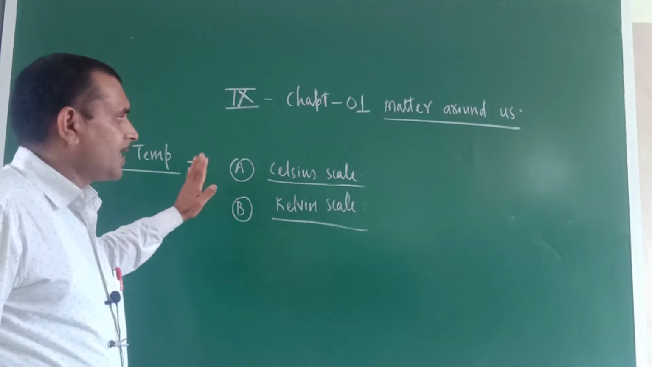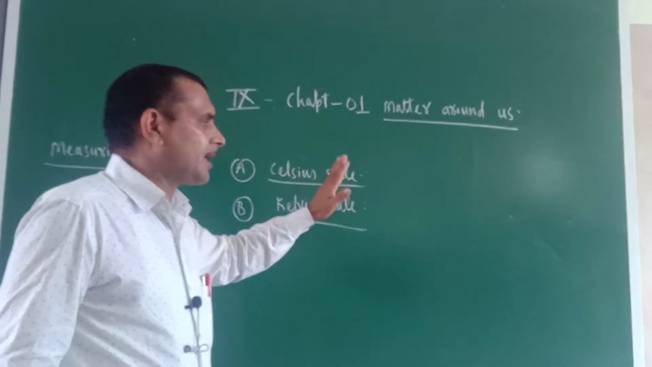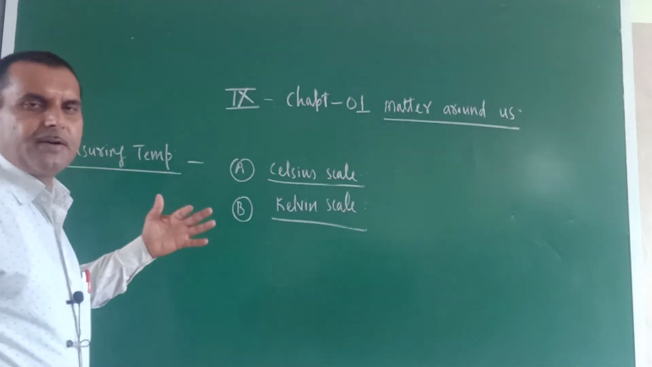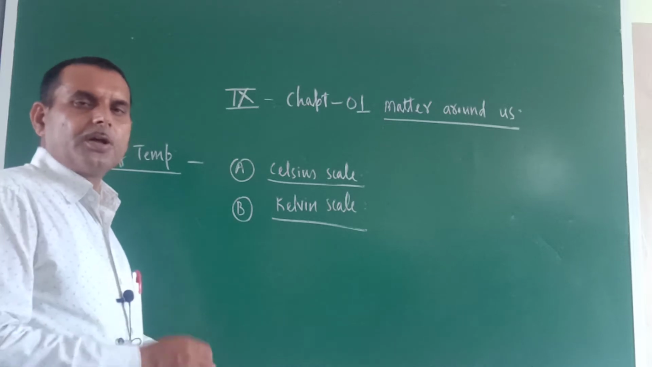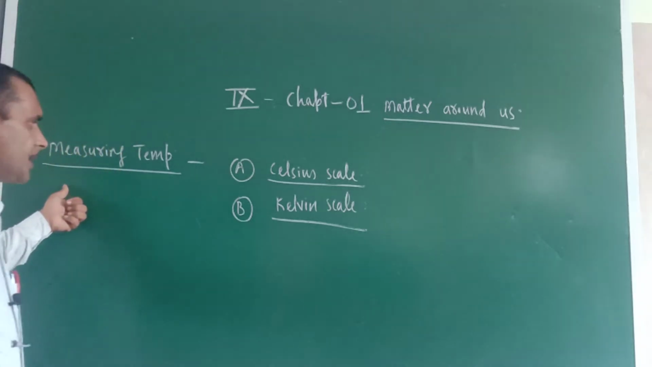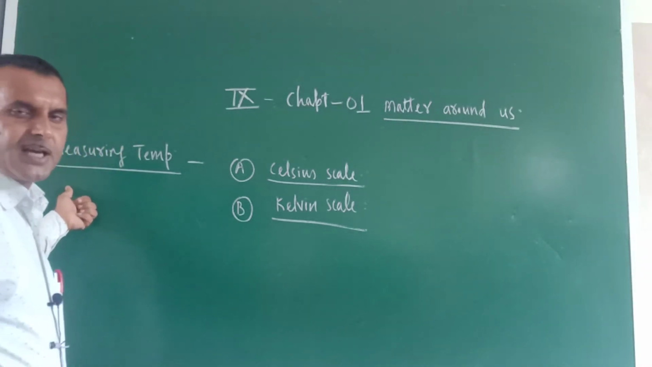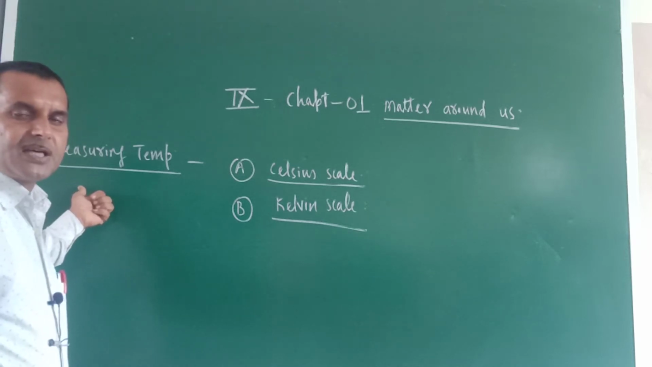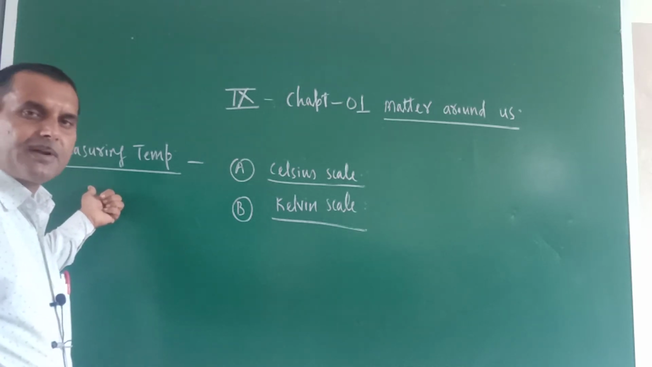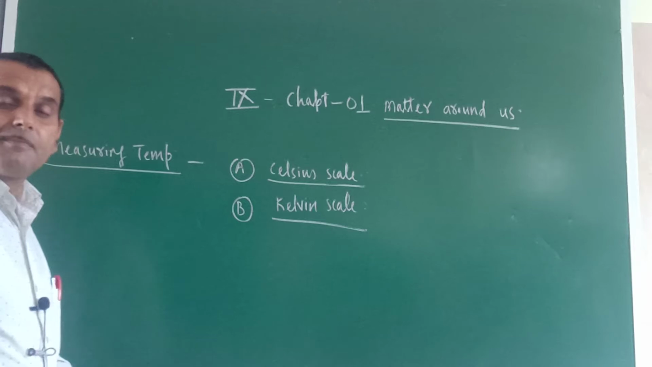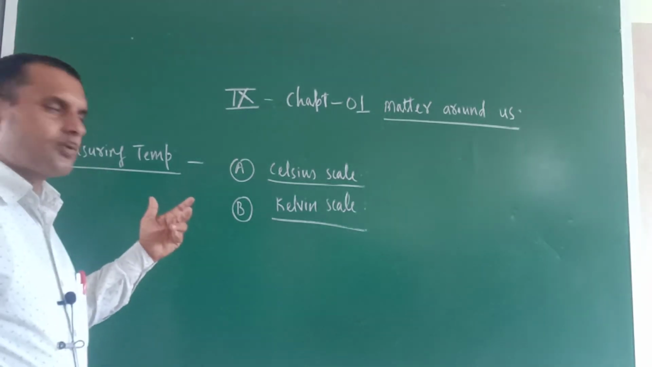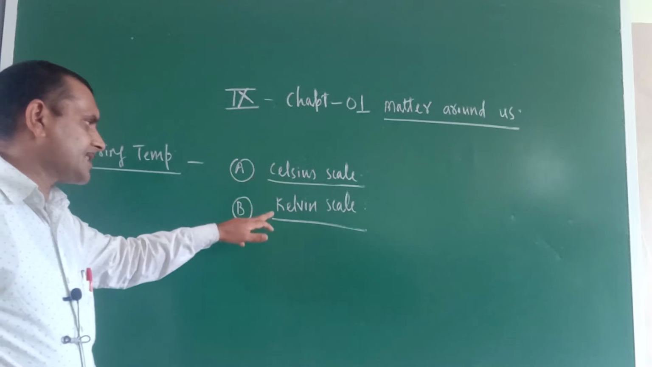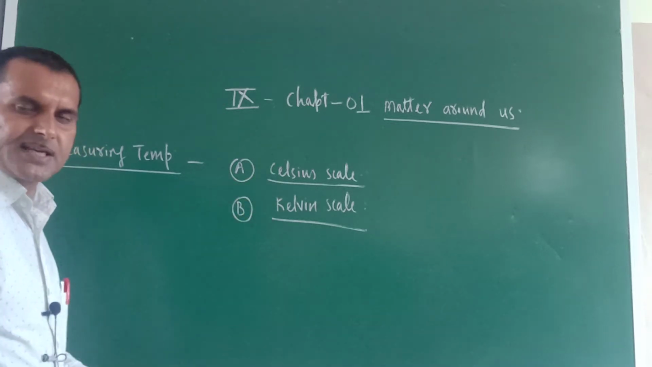Okay. So, we are in chapter number 1, Matter Around Us. The rest of everything I hope you understood and you got the video. Now, here there is a temperature scale. There is one thing given in the NCERT syllabus of the first chapter of 9th class chemistry, that is the temperature scale. Temperature is measured in two scales only. One is the Celsius scale, the other one is the Kelvin scale.